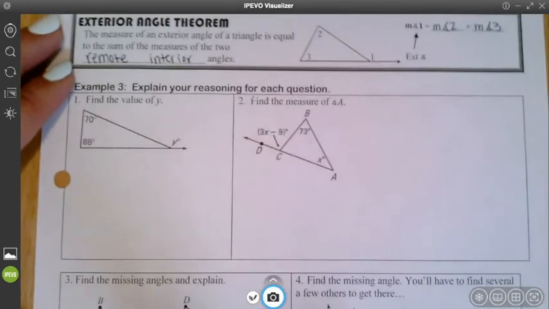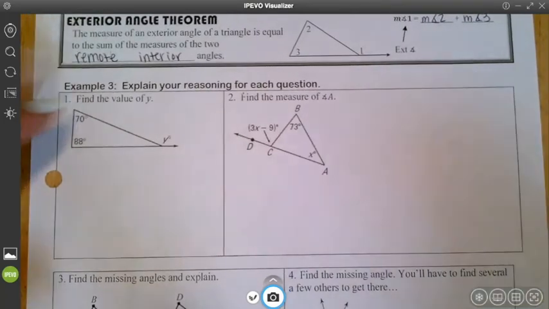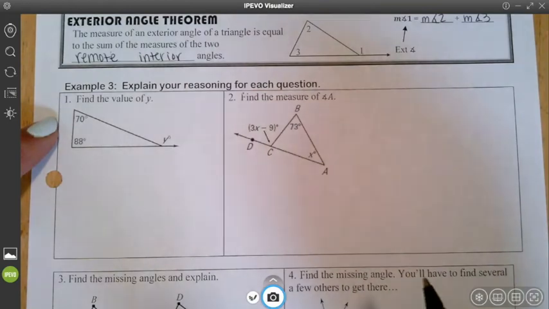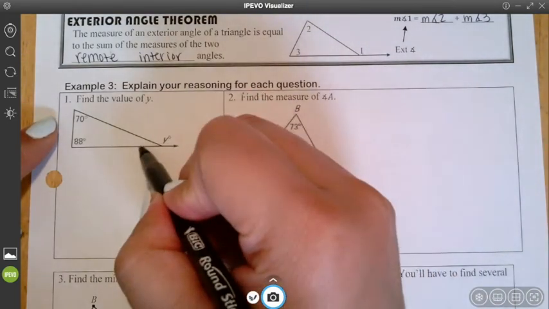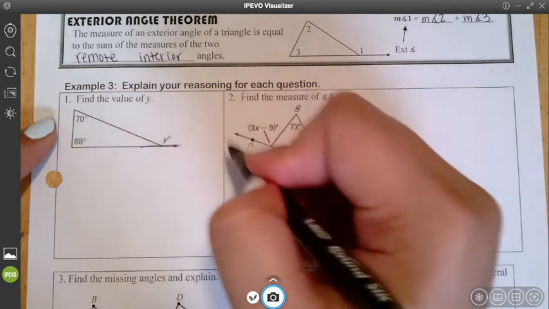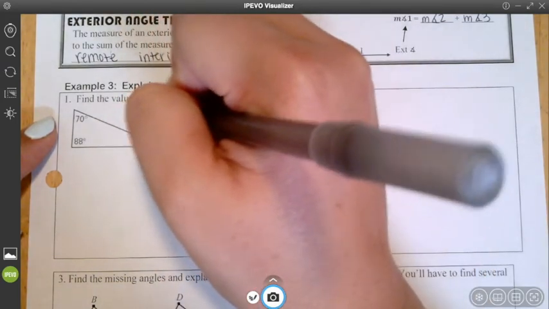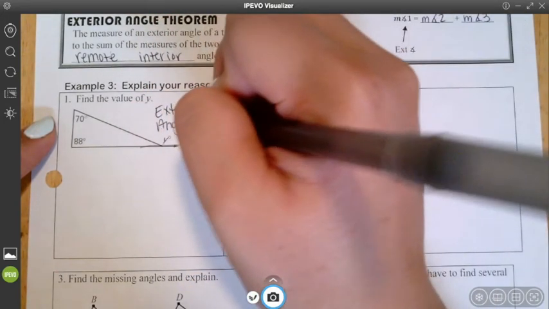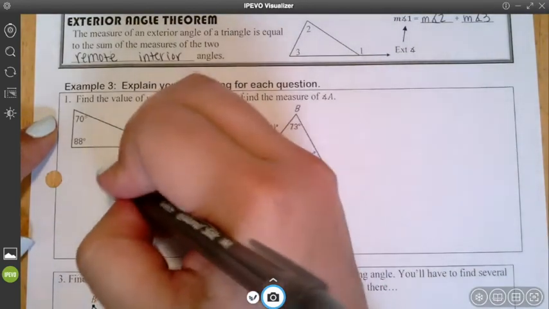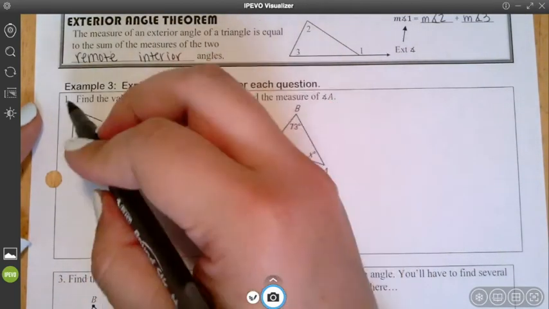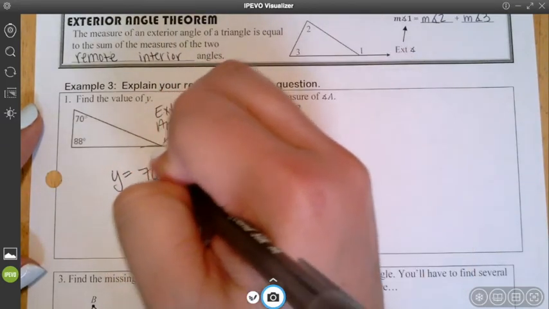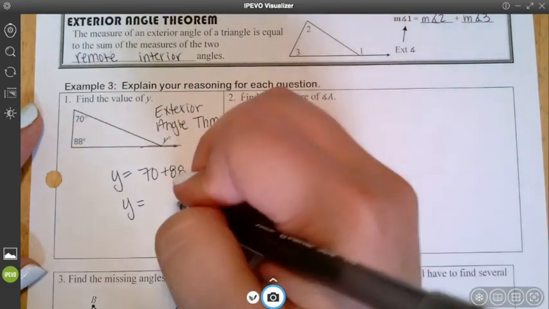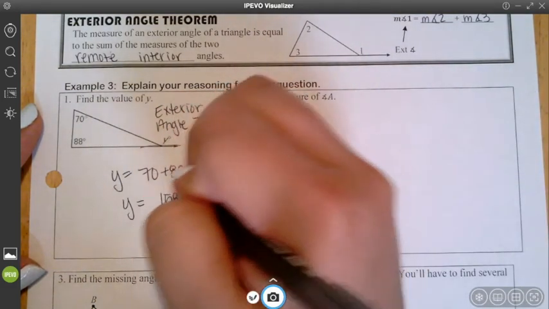Let's do a couple of examples. In example 3, part 1, we'd like to find the value of y and explain our reasoning. So we say, okay, notice the bottom of this triangle keeps going. That makes y an exterior angle. So we can use the exterior angle theorem, which says that y equals the sum of the two that it's not touching, 70 plus 88. Then y equals 158 degrees.